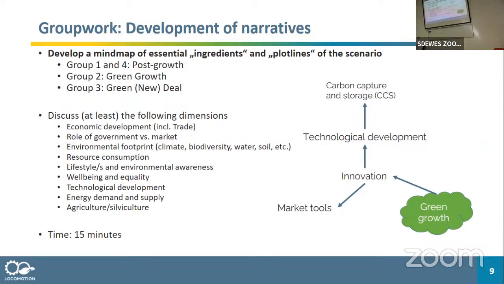But group 1 is green growth, right? Group 1 is post growth, group 2 is green growth, and group 3 is green deal. Green Deal meaning Green New Deal as in the socialist version, or the European Green Deal? That's a very good question, and a very tough one. You decide.